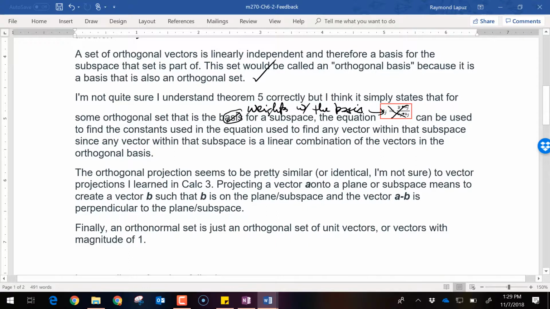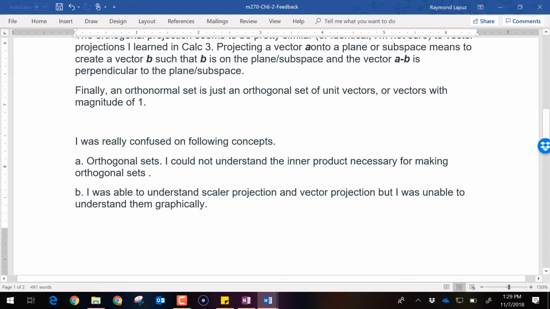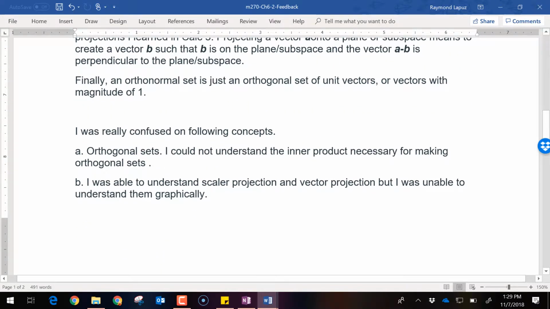And then an orthonormal set is just an orthogonal set of unit vectors, or vectors with magnitude 1. Correct, each of those vectors will have magnitude 1. Confusing the following orthogonal sets. I could not understand the inner product necessarily making orthogonal sets. Well, the whole idea behind the inner product or the dot product is that the dot product of two orthogonal vectors is 0. So you would just take the different vectors in your set and dot them to see if they're equal to 0.